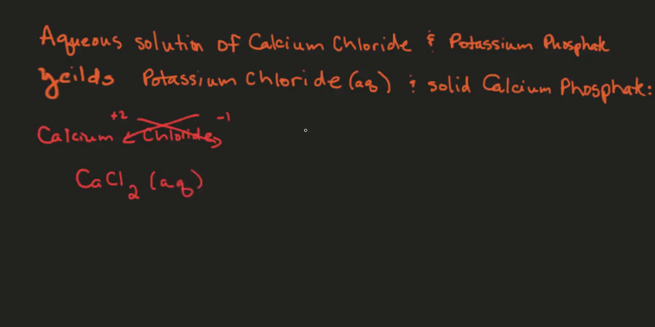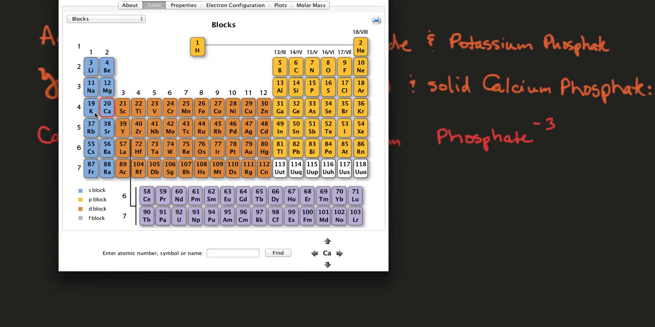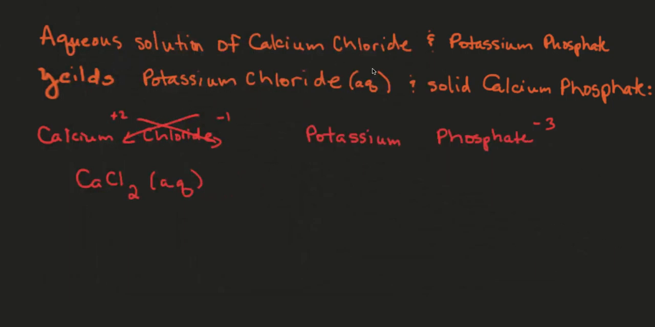So the next thing we have is potassium phosphate. Now notice it says phosphate and not phosphide. So phosphate is referring to the polyatomic ion. And it has a charge of -3. Potassium is an alkali metal. It's in group 1 right next to calcium, so it has a charge of +1. And then again, because it's ionic, we switch it across like that.